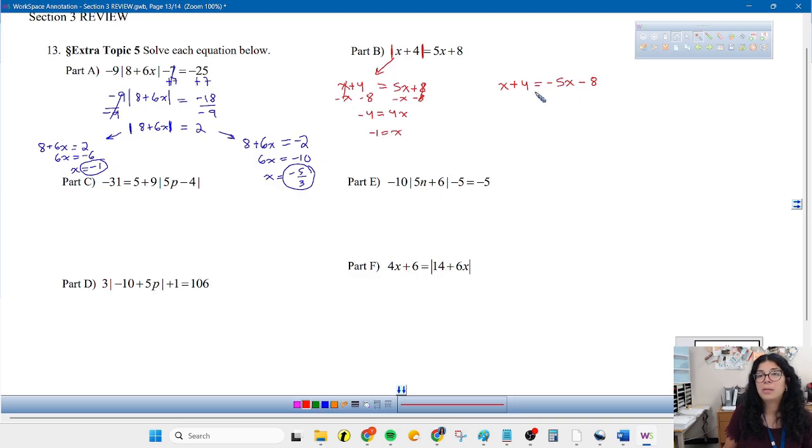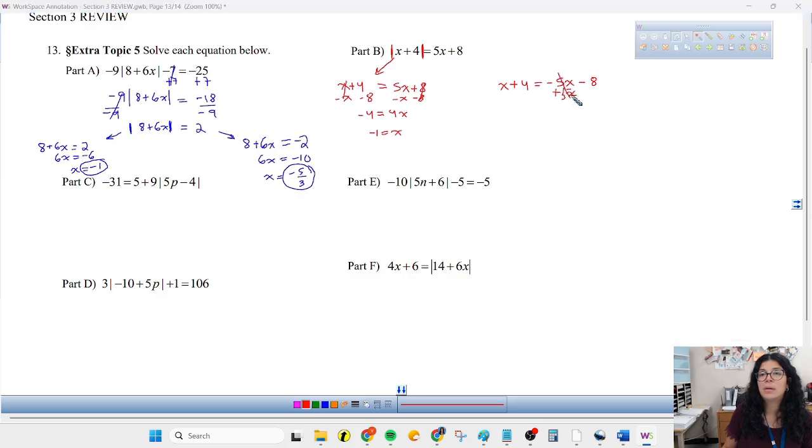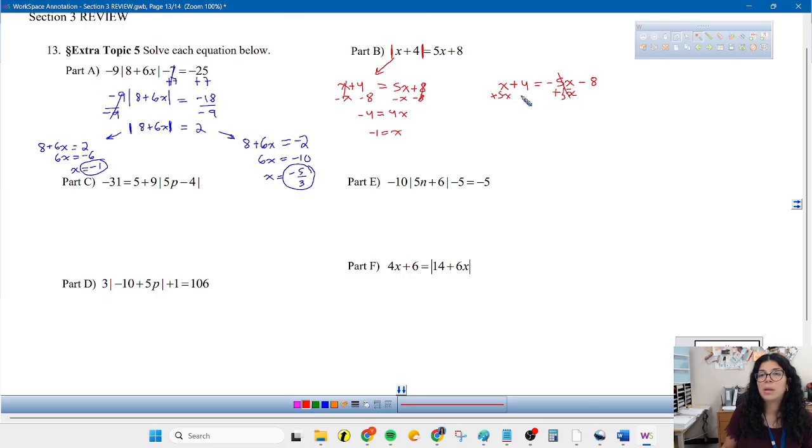On the one on the right, I can add 5x on both sides, and subtract 4. So I get 6x is equal to negative 12. Divide by 6, x equals negative 2. Now, when we have our absolute value equal to an expression like this, we need to check and make sure that the solution actually works out. You only have to do this when it's equal to an expression.